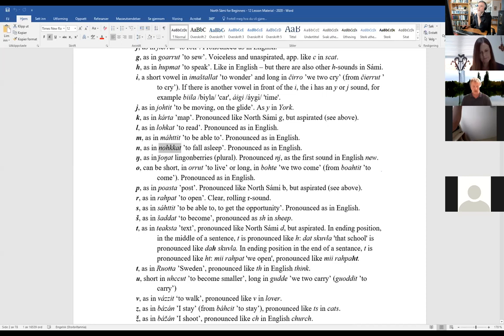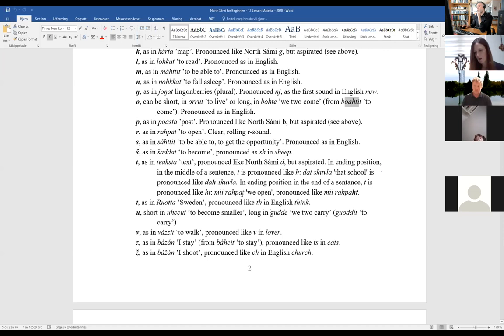And here we have a double ny, an N plus a G. Yonyat, yonyat. It's similar to new. Yonyat. And then we have O, orrut. Can be short like that, or pohte, longer, if it comes from pohtit. Pohte. P as puasta.